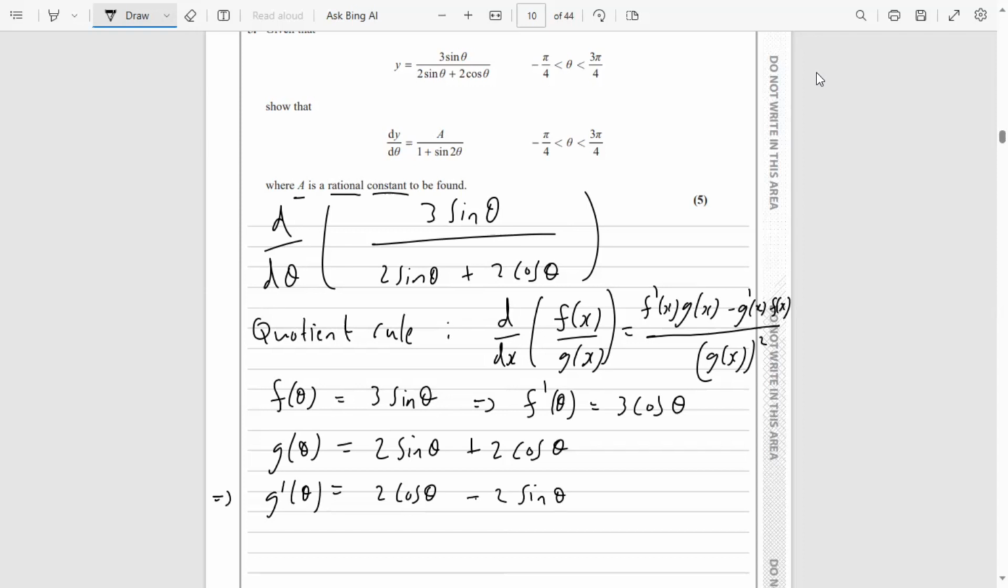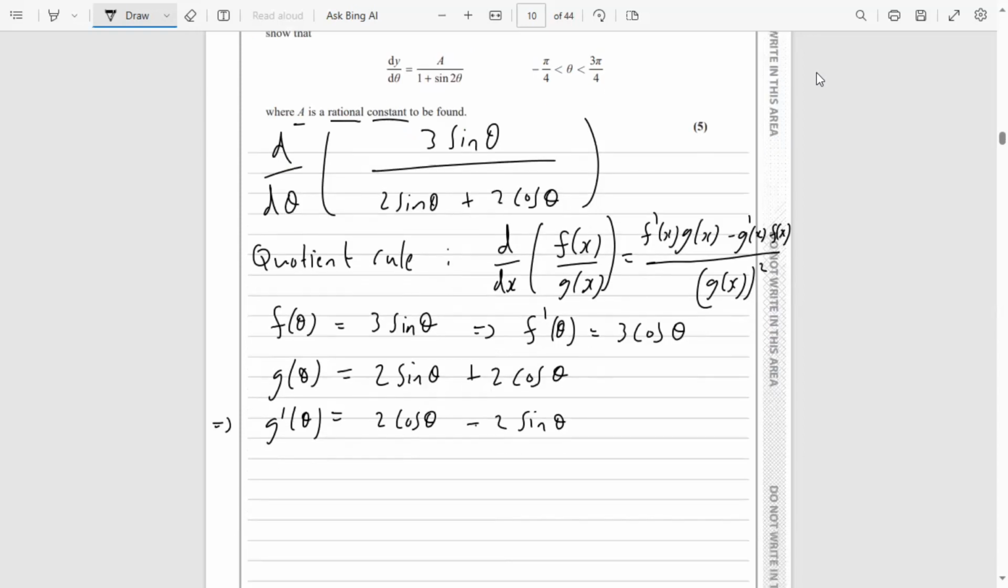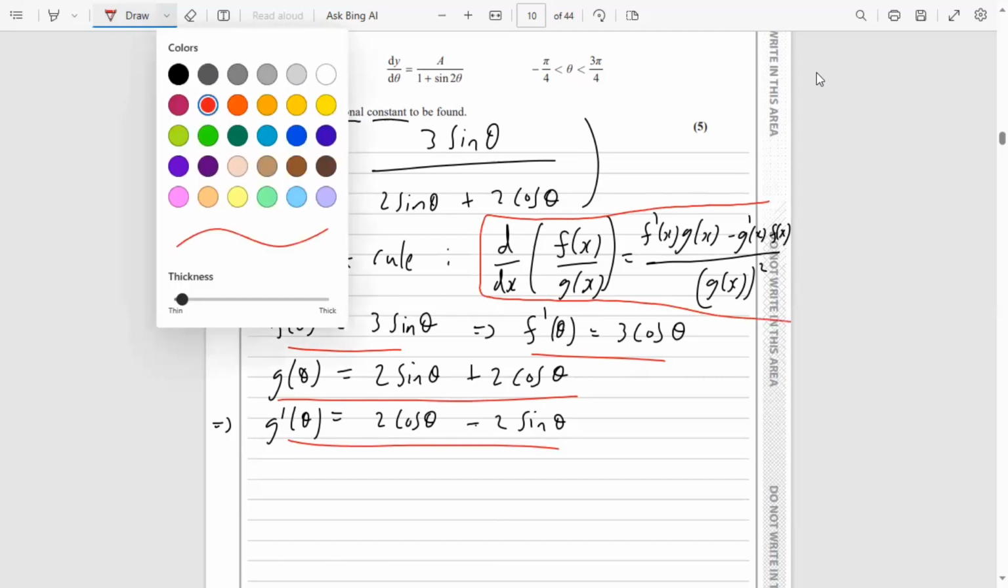So differentiate 2 cos theta, you get minus 2 sine theta. Okay, so we've got all the information we need to plug into our formula. So we've got this, we've got that, we've got this, we've got that. So we're going to use our quotient rule formula and just plug in our results.